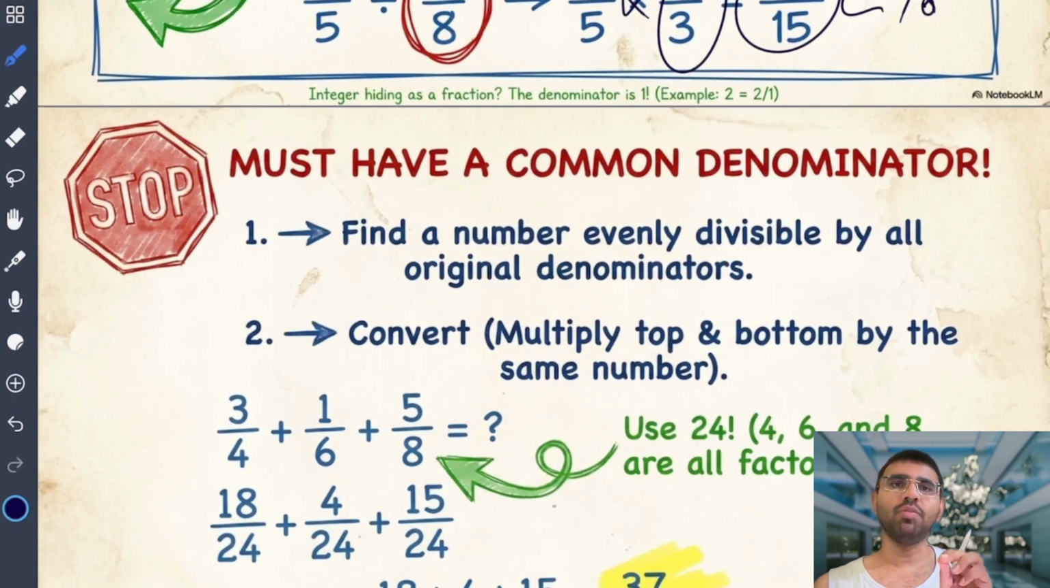And always remember there is an integer hiding as a fraction. For example, if we write 2, then it has 1 as a denominator, 2 by 1. So we do not write 1 every time, but in the denominator 1 is always there.